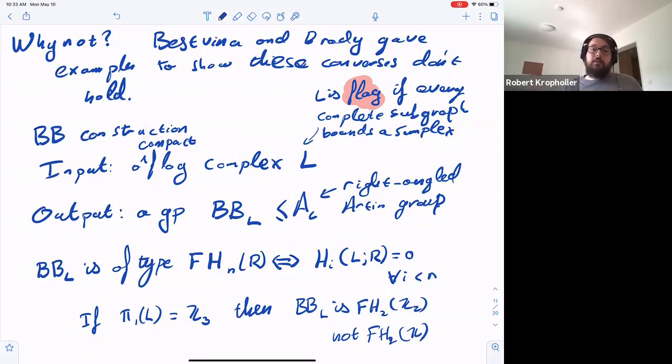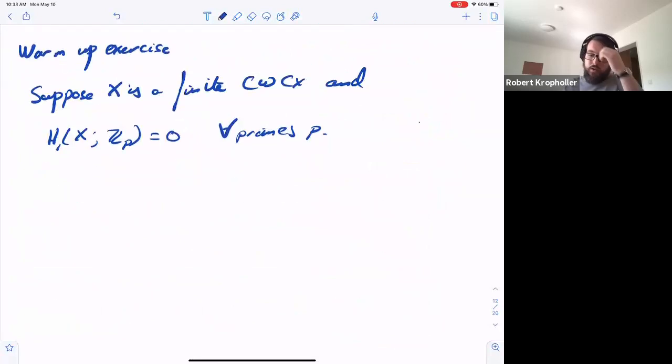But in fact, if you think about the Bestvina-Brady construction, you can prove some quite nice things, about not having to check it just for Z, but being able to check it over finite fields. Okay, so here's a warm-up exercise.